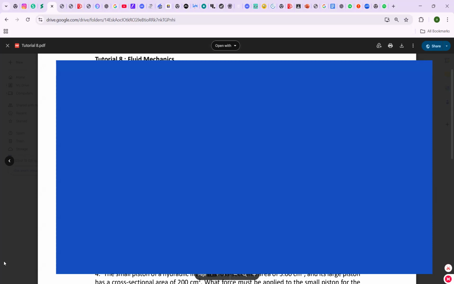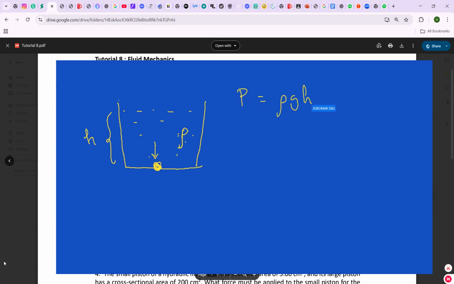Let us take one beaker and there is some liquid here. So now at this point we want to find the pressure. Now if this is H, this density is rho, then we can say that pressure at that point is rho GH. So if you take pressure only due to fluid, that is called gauge pressure.